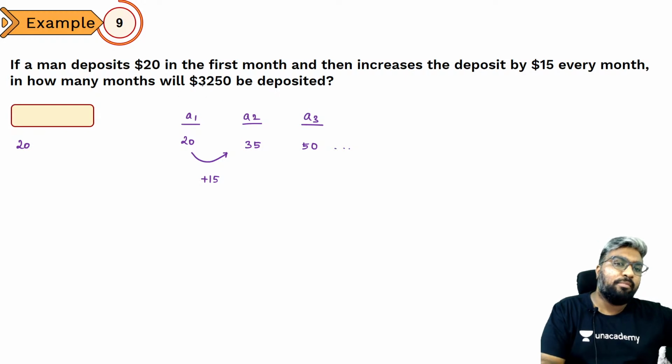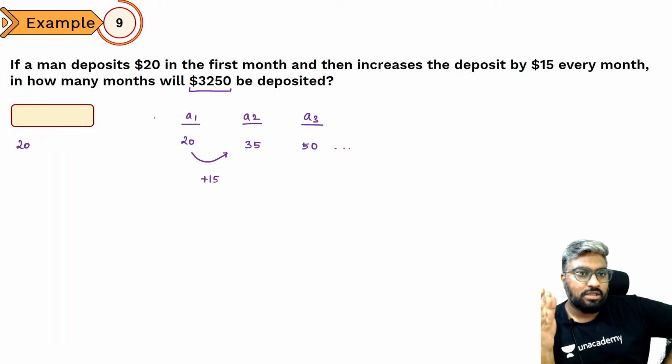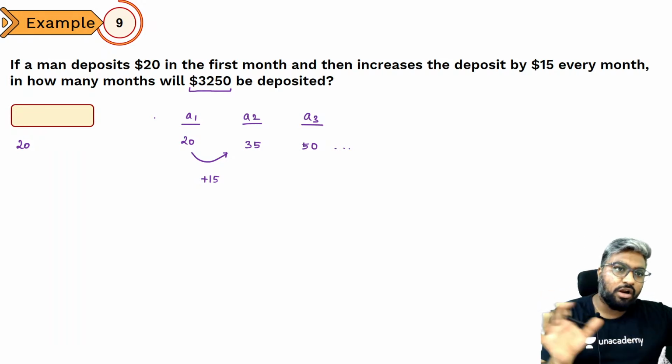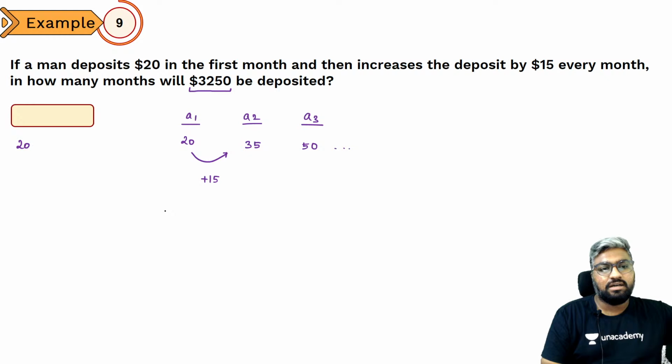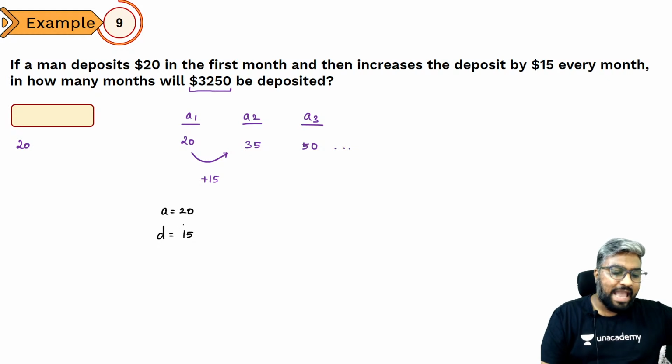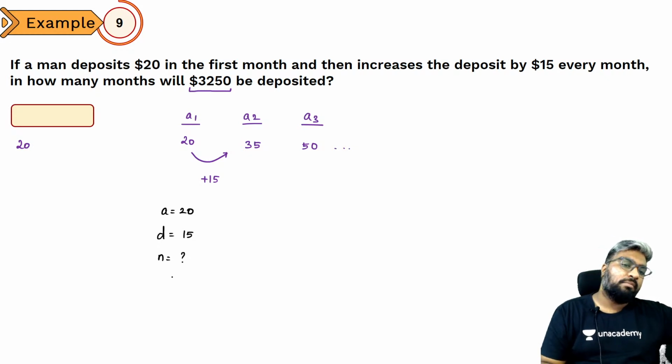They're asking in how many months will 3,250 be deposited. So the total deposit, overall deposit should be how much? 3,250. Does this make sense guys? तो यहाँ पे क्या हो रहा, our first term is 20, common difference is 15, we don't know n, this is what we have to find out, but we have been given that the sum of n terms is 3,250.